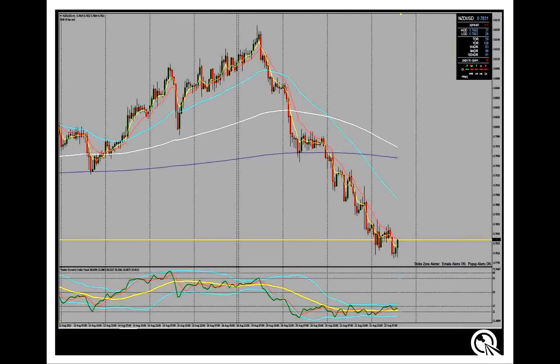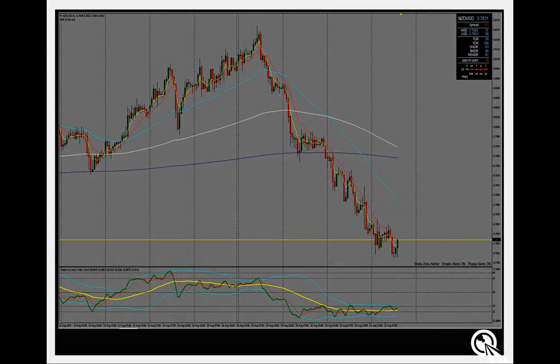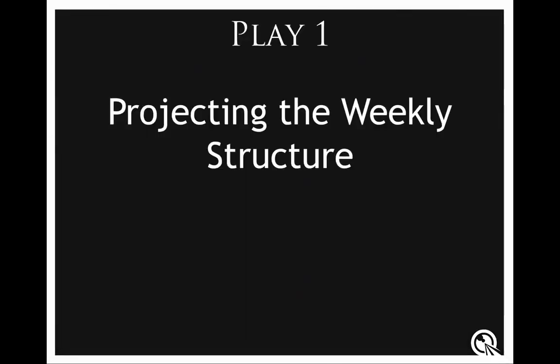Okay, so the first step is actually identifying how play number one pans out or paints out on the chart. The next thing we need to be able to do is actually project the next move or the next trade, as Kanan mentioned. Therefore, step number two of play number one would be projecting the weekly structure.